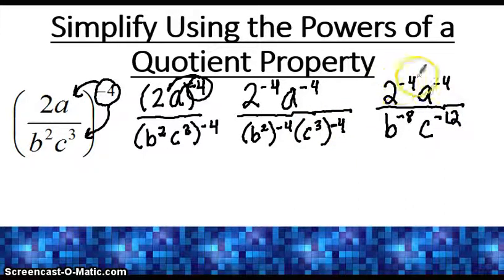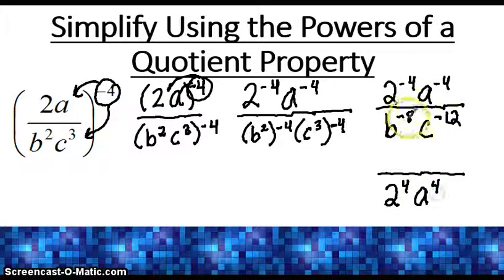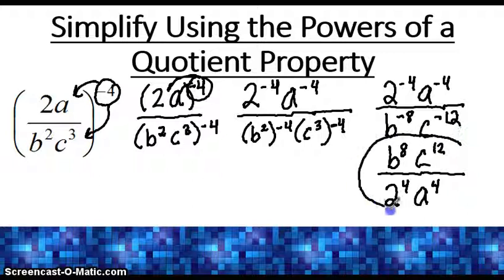Now we see that we have negative exponents that need to be moved to become positive exponents. So 2 to the negative 4 will move to the denominator to become 2 to the 4th, a to the negative fourth will become a to the fourth in the denominator, b to the negative 8 will be b to the 8th in the numerator, and c to the negative 12th will be c to the 12th in the numerator. And here's our simplified expression.